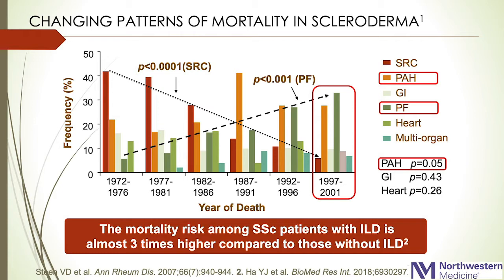So why is it important? I think this one slide sort of covers it all. The changing patterns of mortality in scleroderma: if you look back in the 1970s, it was scleroderma renal crisis. We've now identified the risk factors and have put in place some treatments to avoid that, and as a result, we actually don't see renal crisis very often anymore. So the leading cause of death currently in scleroderma is interstitial lung disease. And between the interstitial lung disease and the pulmonary hypertension, that accounts for about 60% of the mortality associated with scleroderma. So clearly, this is important.